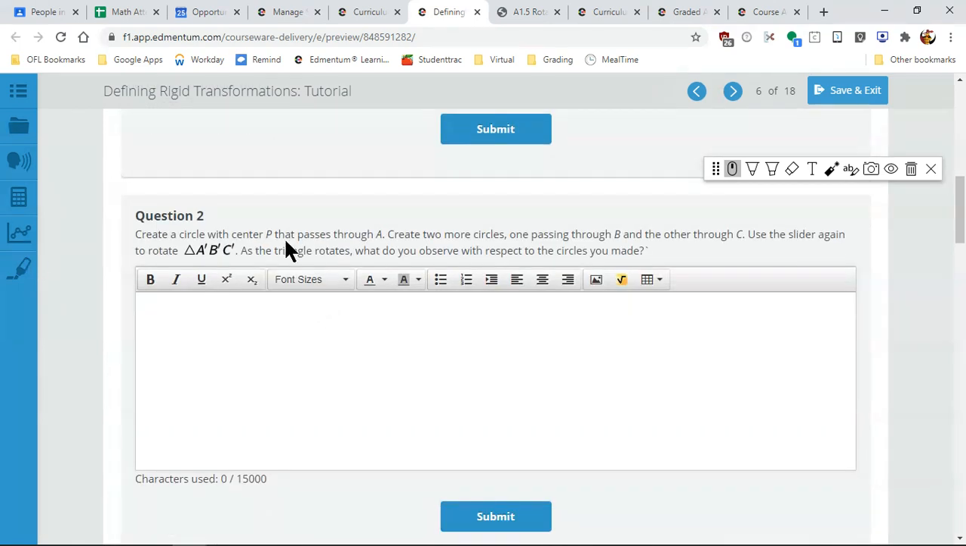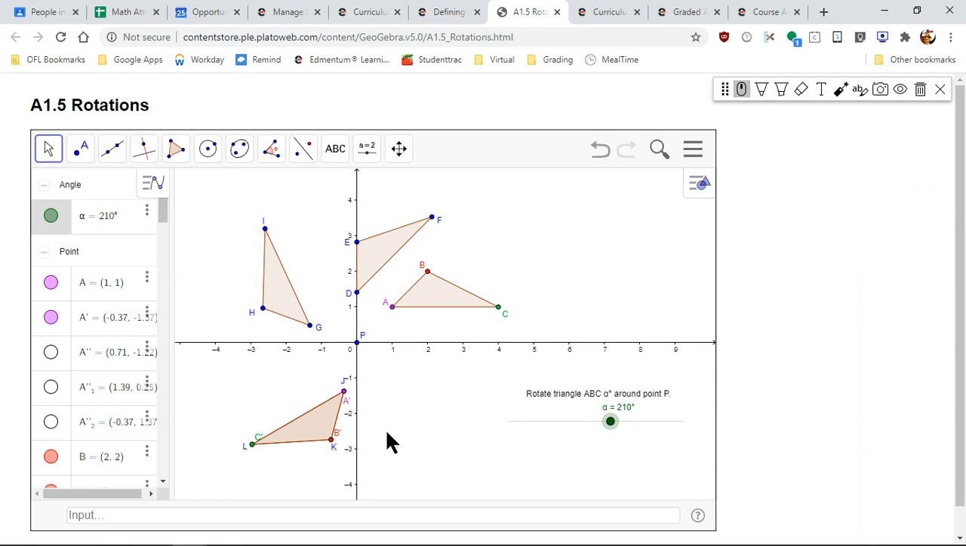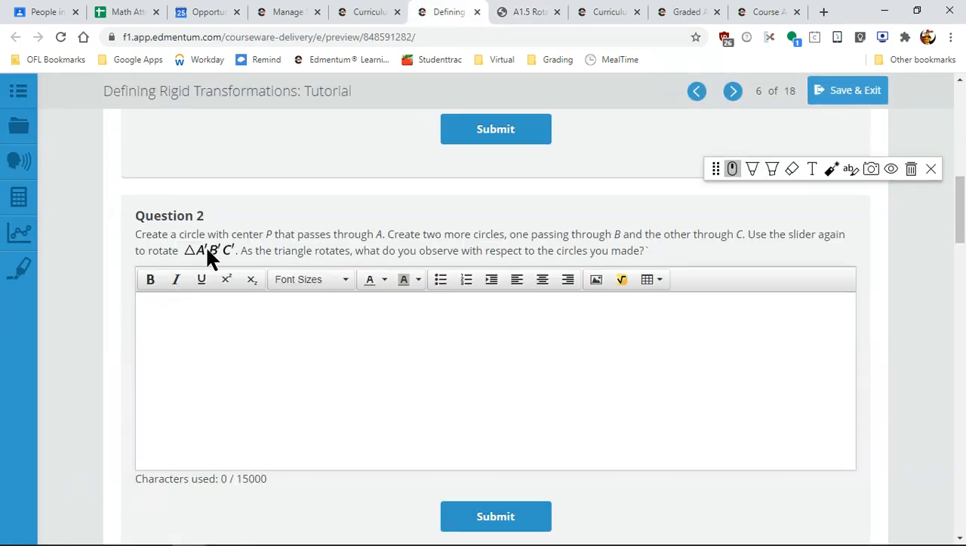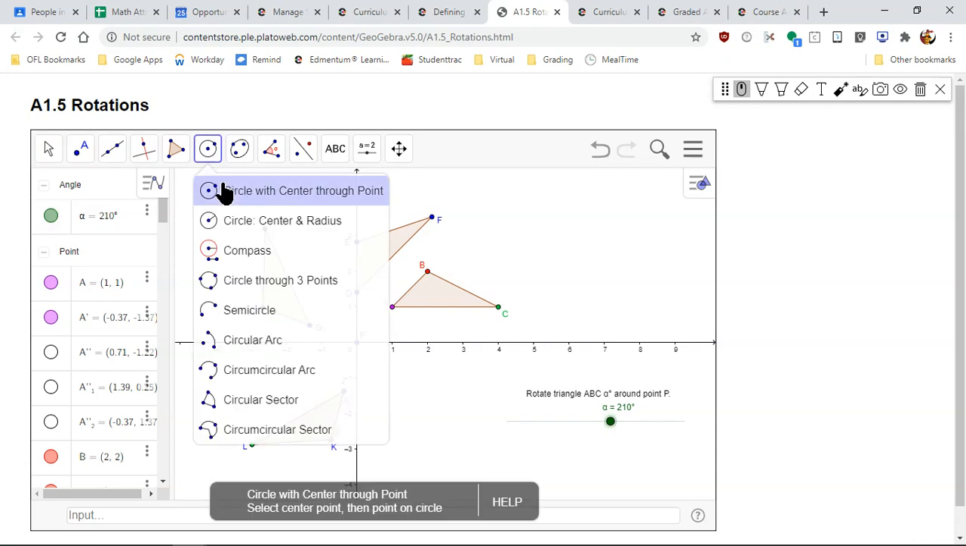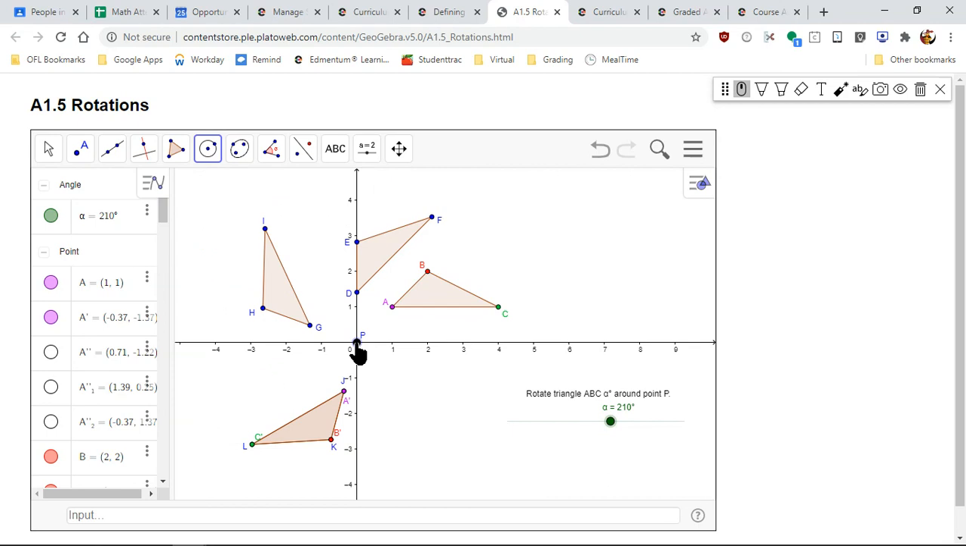Now it's going to ask us to create a circle that passes through point A. Two more circles passing through ABC. Use the slider again. So what they want us to do is point P through A. So we're going to grab our circle through a point. We click our center, and we want our point to be A.